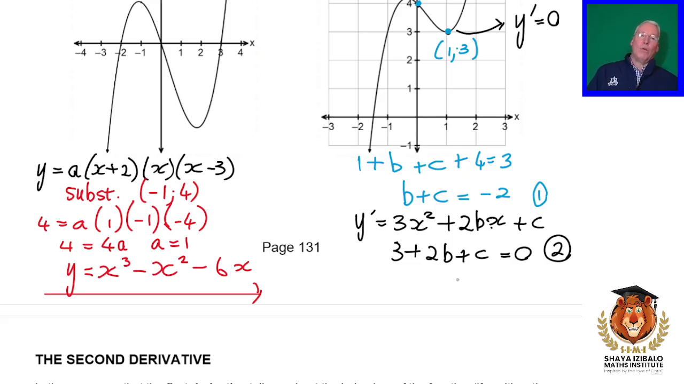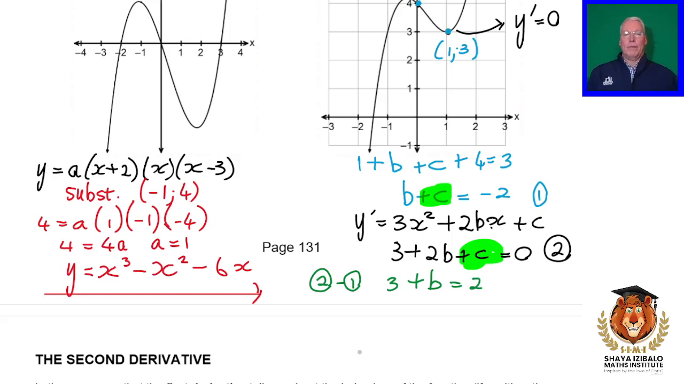And quite a neat way of doing that is actually to take equation number 2 and subtract equation number 1. The reason that's going to work is because I've got a c here and I've got a c here. So those will eliminate when I subtract the equations. So we're going to take the bottom one minus the top one. On the left hand side we've got 3, we've got 2b minus b, which is just b. We've got c minus c, so those are going to go away. And we've got 0 subtract negative 2, which is positive 2.